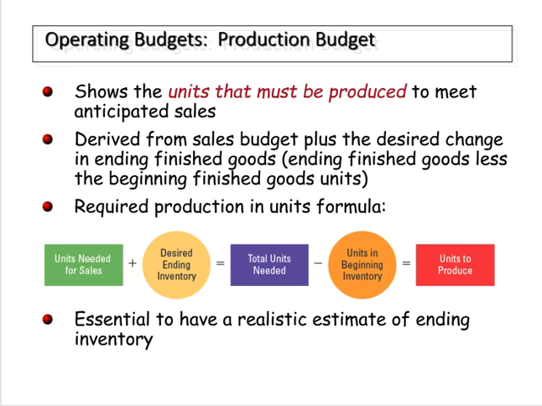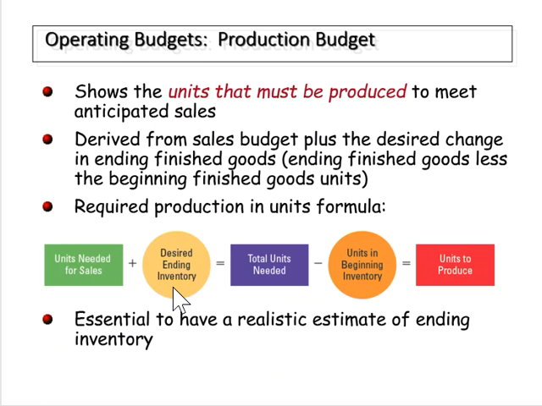Okay, so let's take a look at preparing a production budget. Now that we've prepared our sales forecast, we can go ahead and fill in our production budget. This would be the second budget that we actually prepare. So we start with the units needed for sales, which comes from our sales forecast.